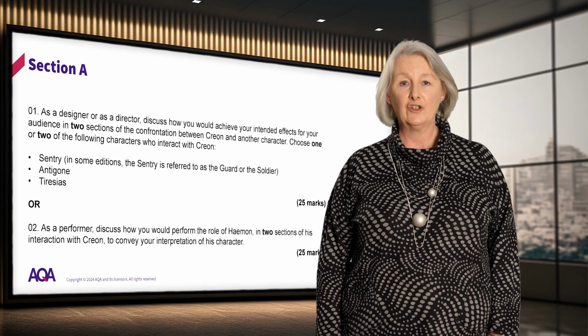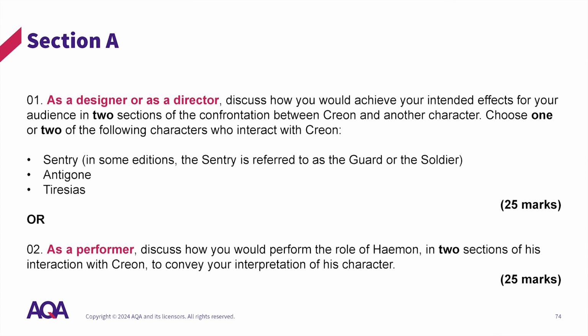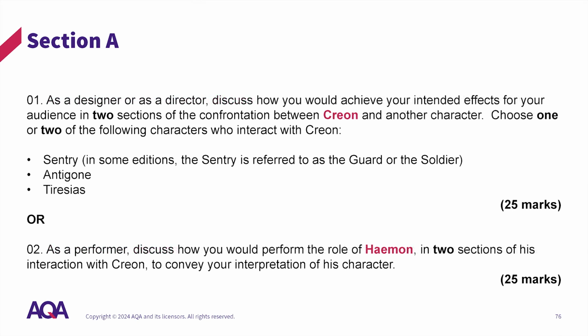If we start by considering Section A, the role students must take when answering the question is always defined at the beginning of the question. For example, as a designer or as a director, as a performer, etc. This is followed by the command verb discuss. If the focus of the question is on performance or directing, then the character name usually appears shortly after this, as can be seen in the questions here, linking to Crayon and Heyman.